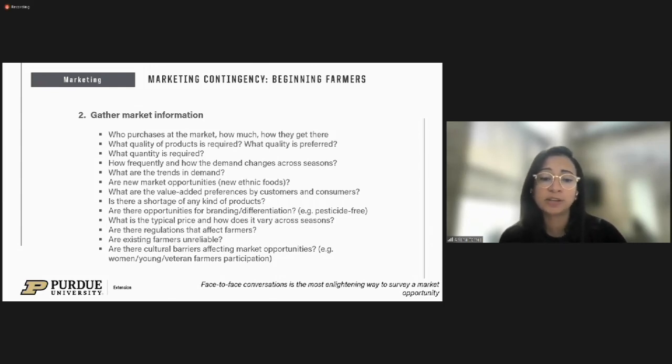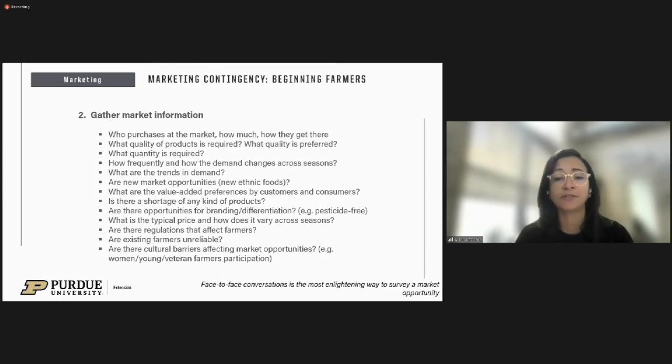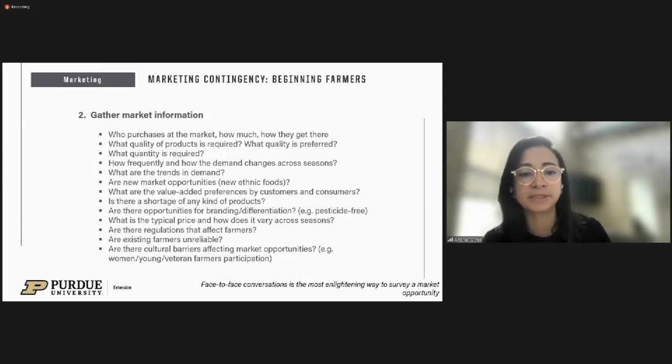Another way is just looking around. When you go to the farmer's market, think about what things are being offered and what things you can actually offer that have not been served in that market. Next slide, please.